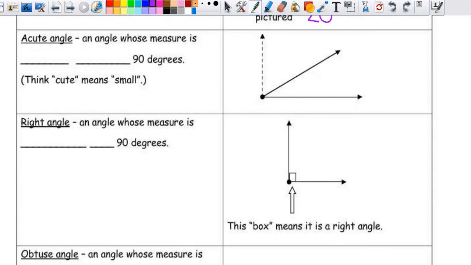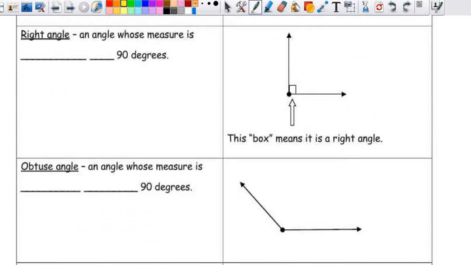All right, we have 3 different kinds of angles. This should be a review. We've got acute angles. Those are angles whose measure is less than 90 degrees. Think acute means small. So we're talking about this one in bold right here. This would be our acute angle because this here is 90 degrees and we are within that.